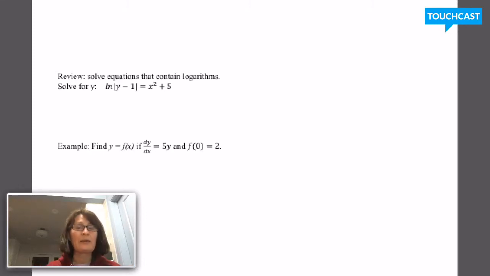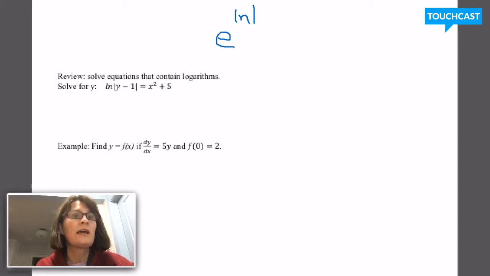Well, a couple ways to think about it. Exponentiation, so making something an exponent, undoes a logarithm. And the base for the natural logarithm is e. So one way to think about doing this is to make both sides of that equation exponents on the base of e. So I might write e to the natural log of the absolute value of y minus 1 is equal to e to the x squared plus 5.